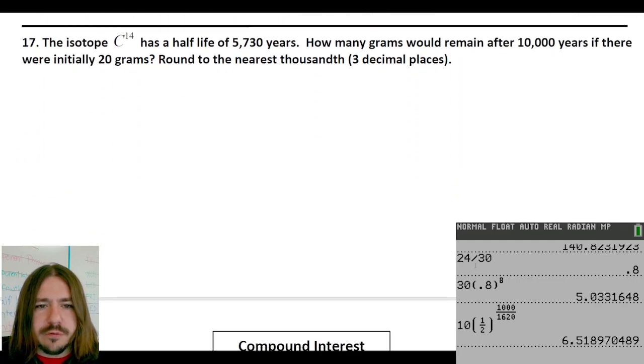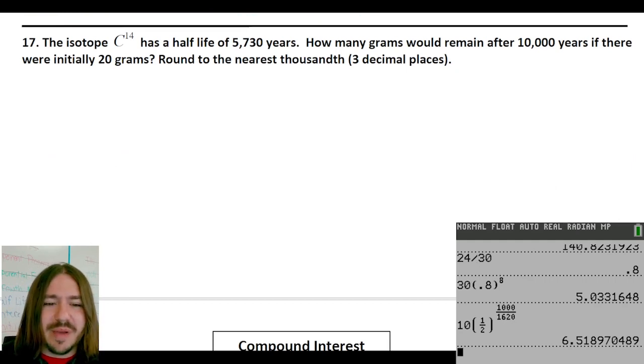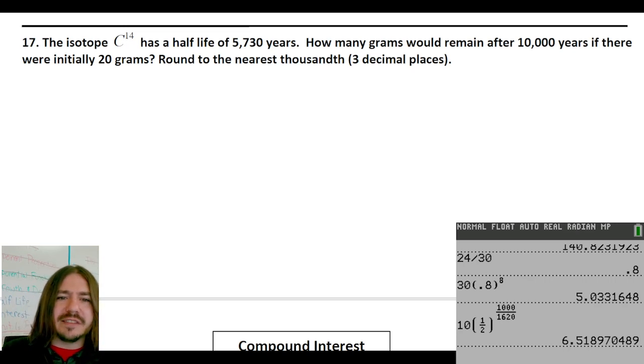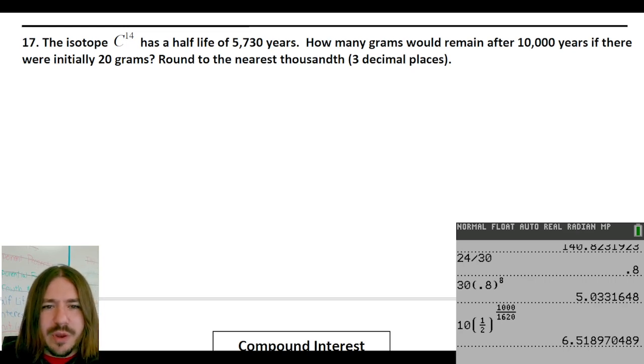Let's take a look at number 17. It says the isotope C14 carbon. I'm kind of just guessing on these. My background is not in chemistry. But anyway, it has a half-life of 5,730 years. How many grams would remain after 10,000 years if there were initially 20 grams?